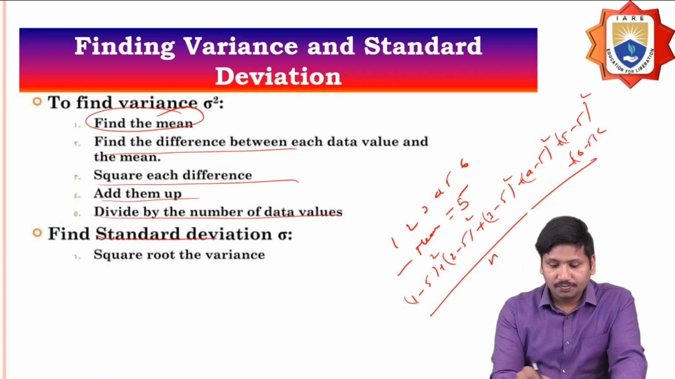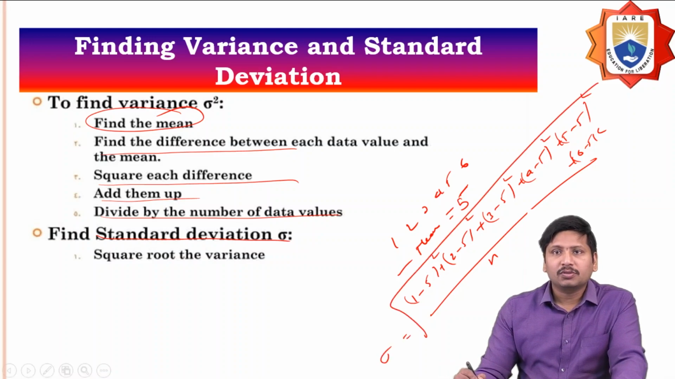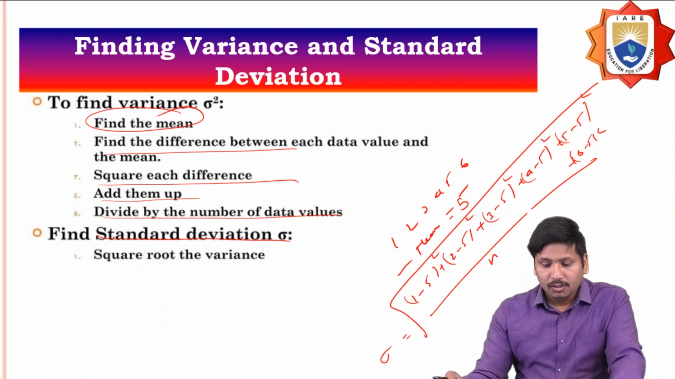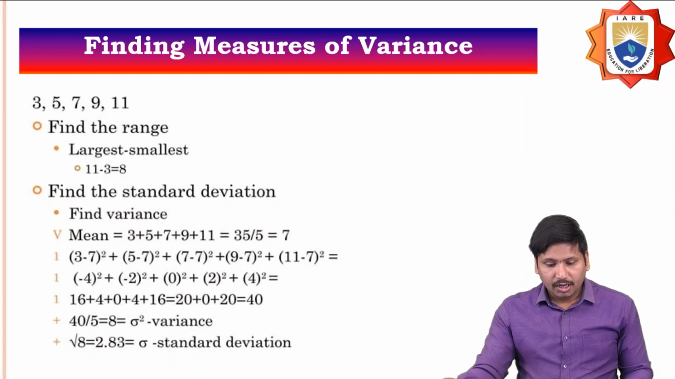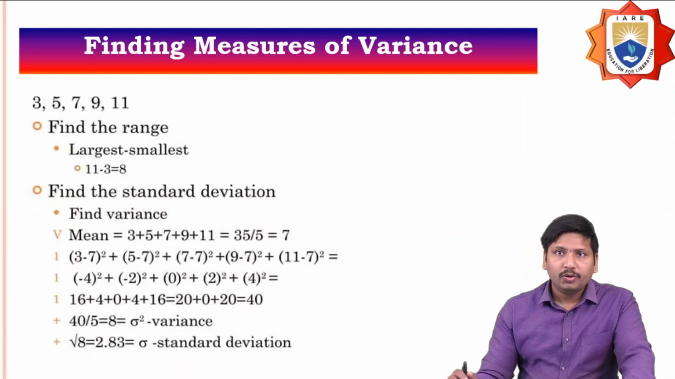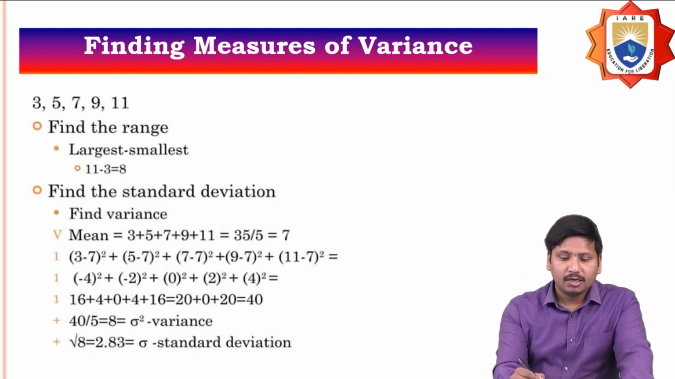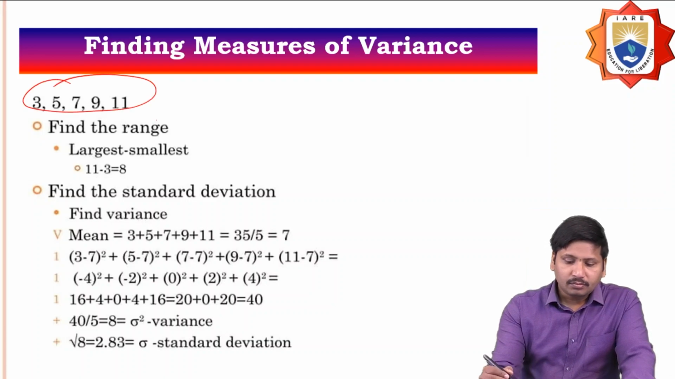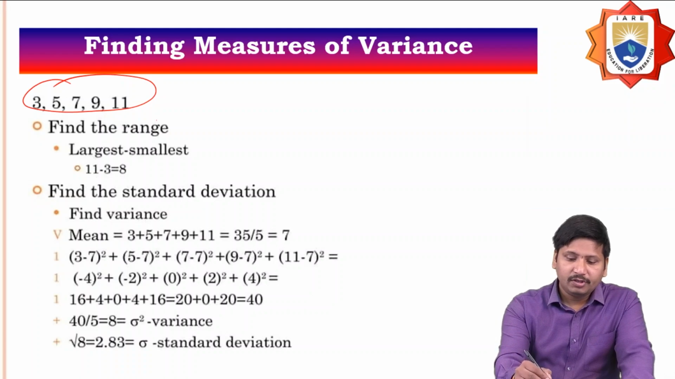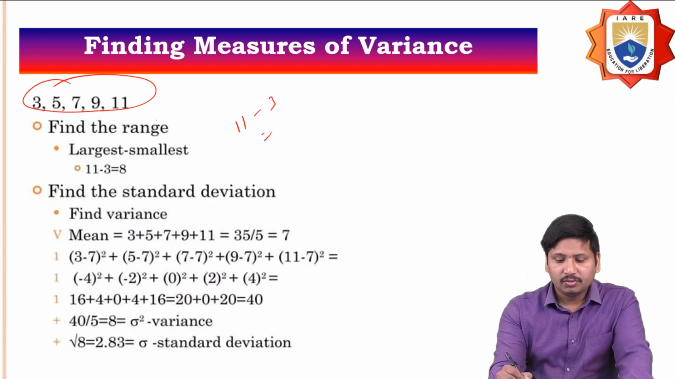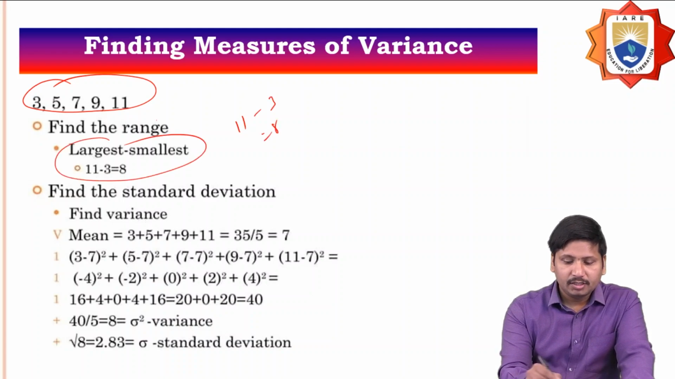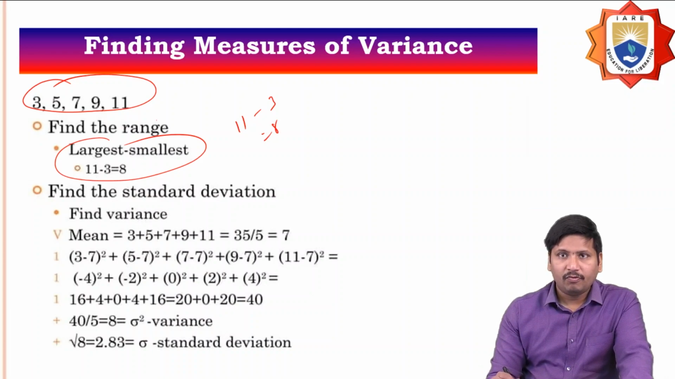For the standard deviation, I apply the same concept with the square root. See the example 3, 5, 7, 9 and 11. First I calculate the range value. Among the list of n numbers, the largest value is 11 and the smallest value is 3, so the range should be 8.